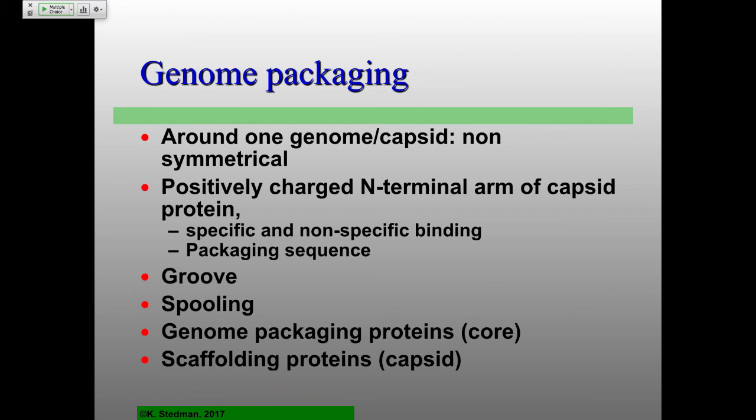In some cases, you actually have the nucleic acid associated with so-called scaffolding proteins, and we'll talk more about scaffolding proteins when we talk about assembly in just a second. But scaffolding proteins, as we talked about before, are present on the outside, or sometimes on the inside, of a capsid, helping form all of it together, and then those proteins are lost. They're not part of the final structure, not part of the final virion. In some cases, those scaffolding proteins will also associate with the nucleic acids.